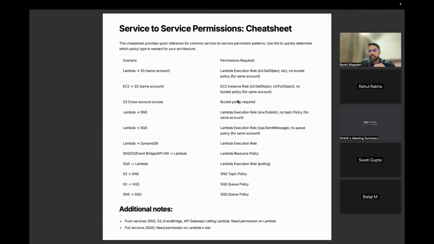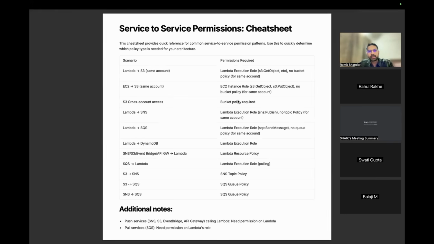And this again is a cheat sheet, where I took a list of different permissions which generally are required for service to service access on a day-to-day basis when you're trying to work with AWS, and this would give you an idea what permissions are required for what kind of access.